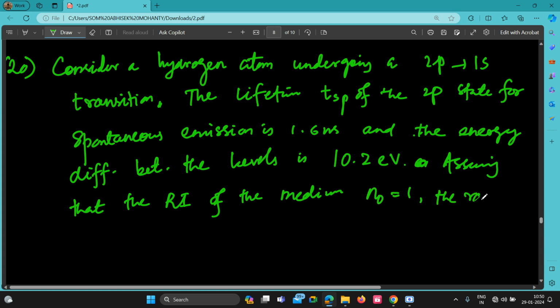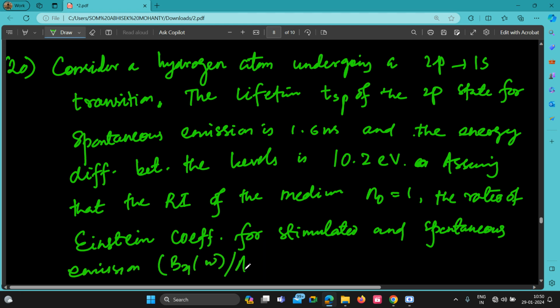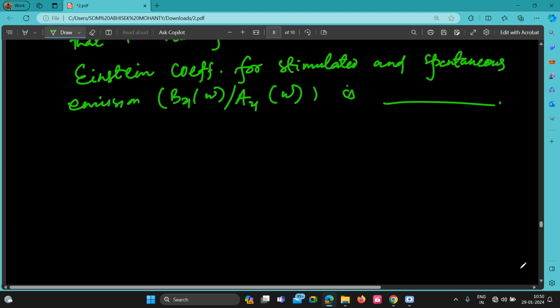The ratio of Einstein coefficients for stimulated and spontaneous emission, B21 omega by A21 omega, is dash. Okay, this is the question.